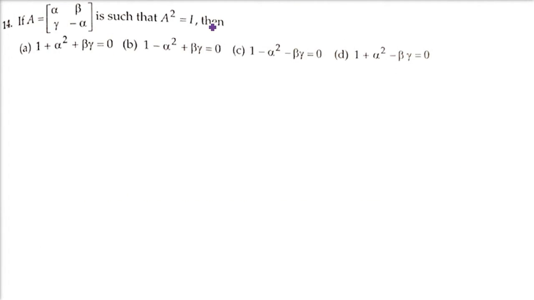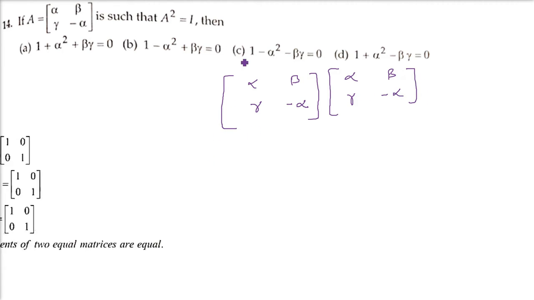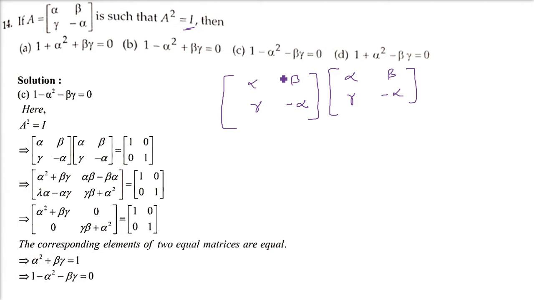Now A is given like this. A square equals I. Then you have to have this expression. This is alpha, beta, gamma, minus alpha. And we are multiplying it again with alpha, beta, gamma and minus alpha. We'll equate with the identity. So there will be just multiplication, just equate, and that will be your expression. So alpha square, then plus gamma beta. It is not alpha, it is gamma beta. Then alpha beta and minus alpha beta.